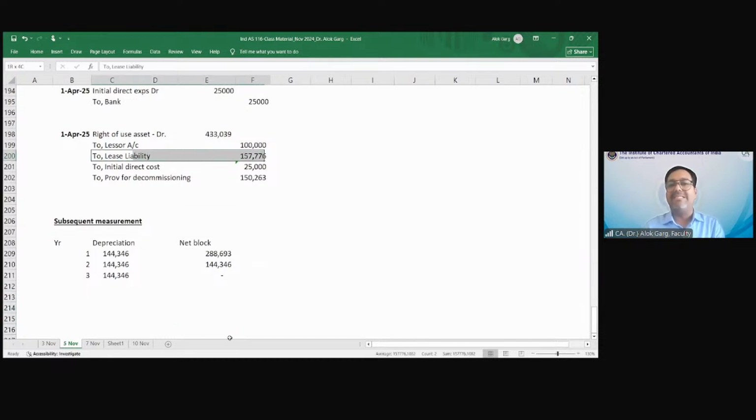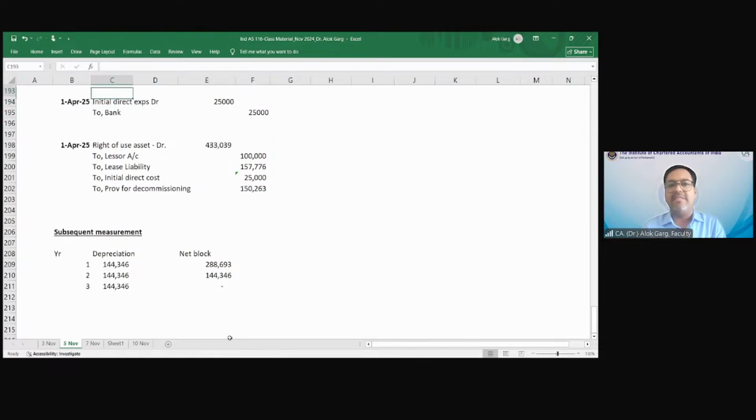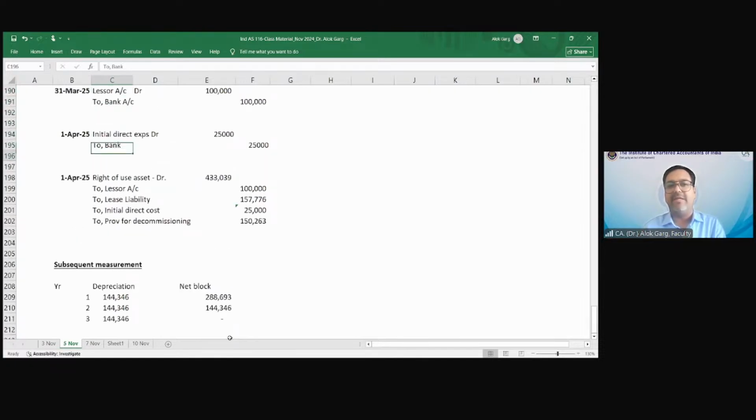But how will this lease liability become zero? See, the lessor account is nullified. First entry was lessor to bank. Now the lessor is credited, right? So this lease liability is existing. This provision for decommissioning is also existing. How will this become zero? Subsequent measurement of ROU. Now, subsequent measurement of lease liability.